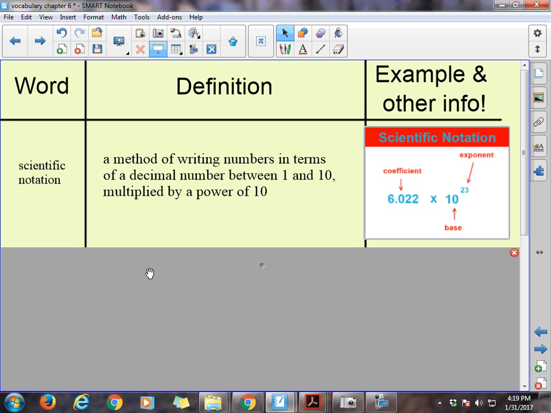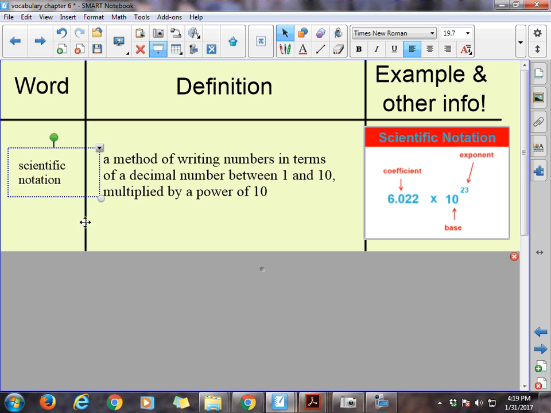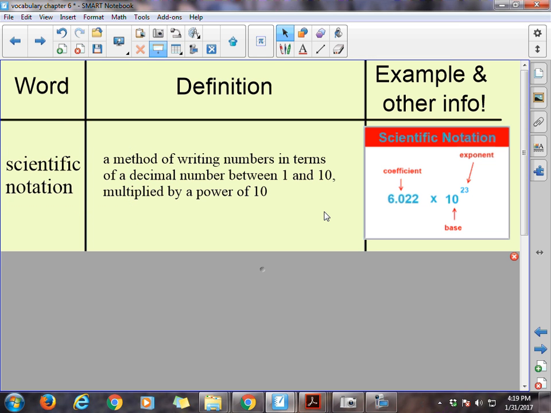One of the things we're going to talk about in this chapter is scientific notation. Scientific notation is a method of writing numbers in terms of a decimal number between 1 and 10 multiplied by a power of 10. So this is the number. It's called a coefficient. And then you multiply it by the base of 10 it has. So this has 10 to the 23rd power, we would call it. This is written in scientific notation, and it's a way of writing very large and very small numbers.